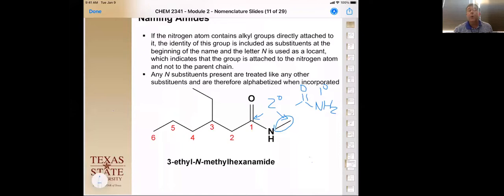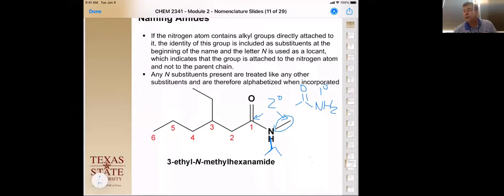All right, so what if we took this hydrogen off and put another alkyl group here? Well, that would turn it into a tertiary amide, okay? So that tertiary amide or a secondary amide will always have a weird thing you have to locate that alkyl group just like in an ester. But unlike an ester, you are going to locate it to say it's attached to the nitrogen by putting an N instead of a number, okay?